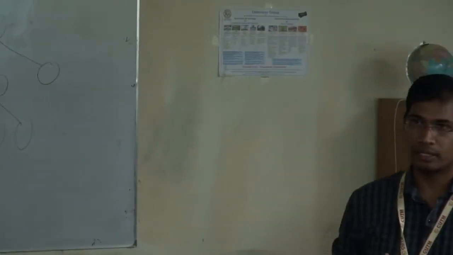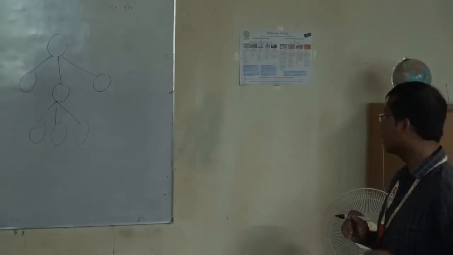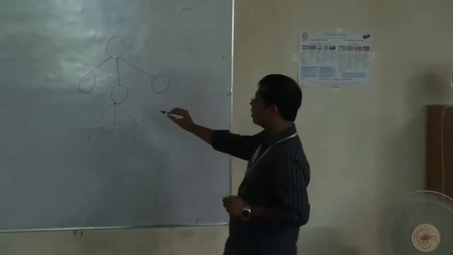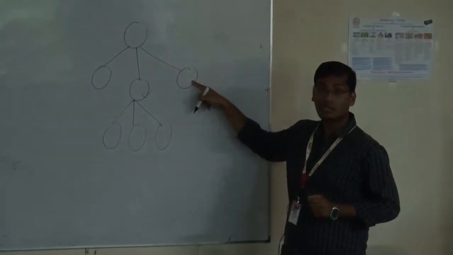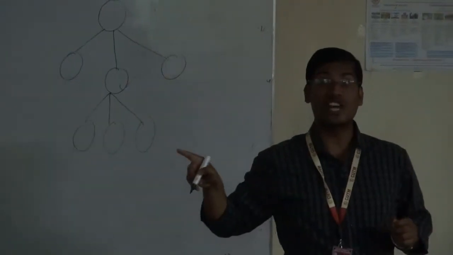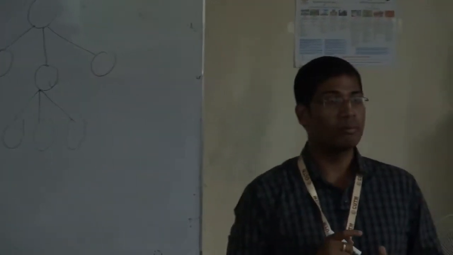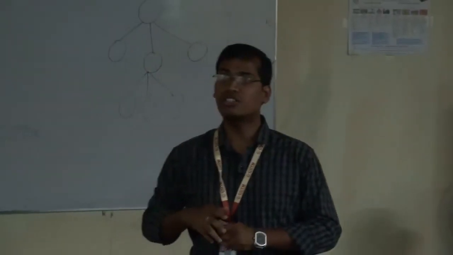Root, how many children is the root having? 3 children. Okay. So if you come to this node, how many children does it have? 0. This node? 0. So this is which kind of tree? General tree. Why is this a general tree? Because any node can have any number of children. So there is no restriction over the number of children.